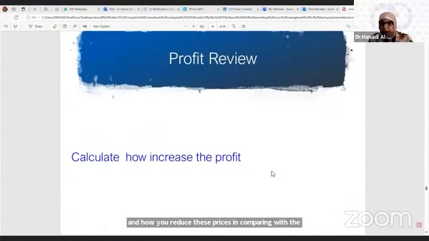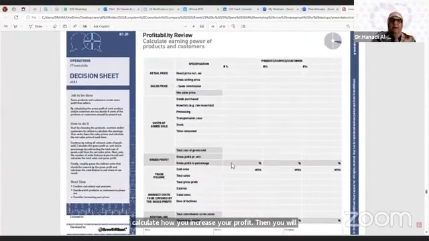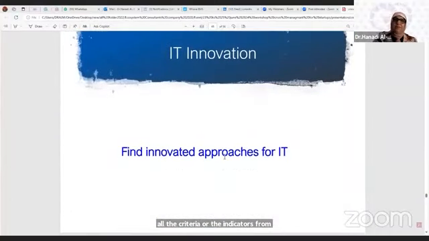The profit review, you need to calculate how you increase your profit. Then you will find the sources of the profit to control the crisis. And this is the profit decision sheet. You can list all the criteria or the indicators from where you can get profit for your company or organization.